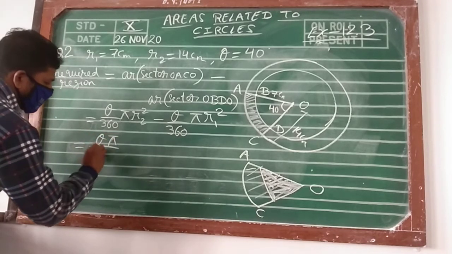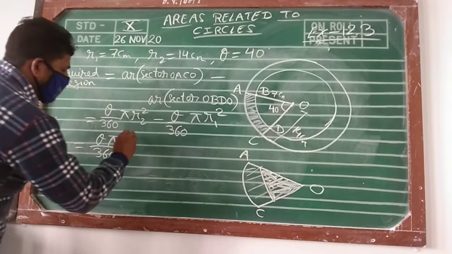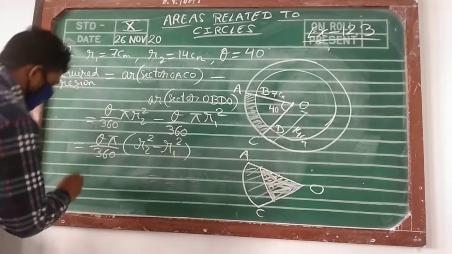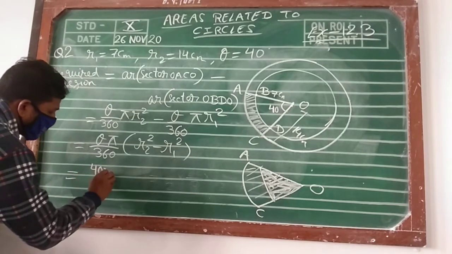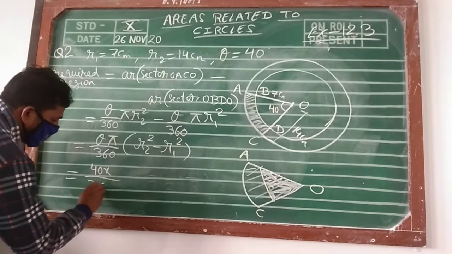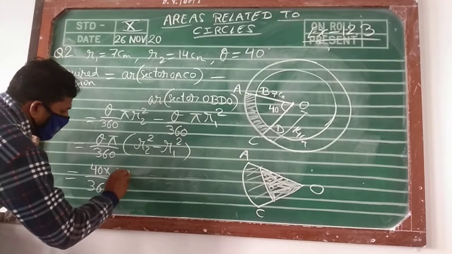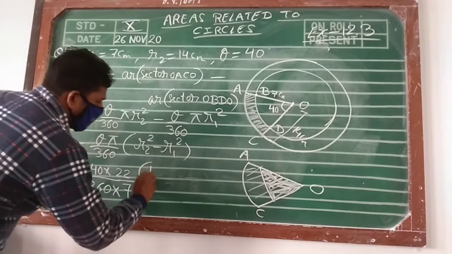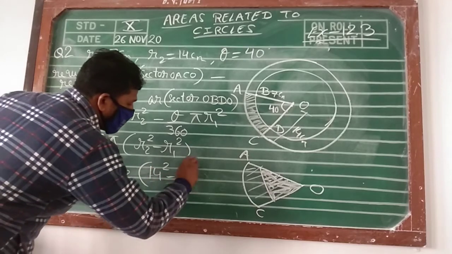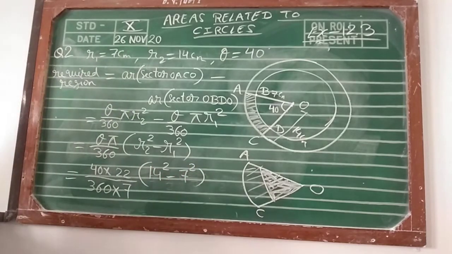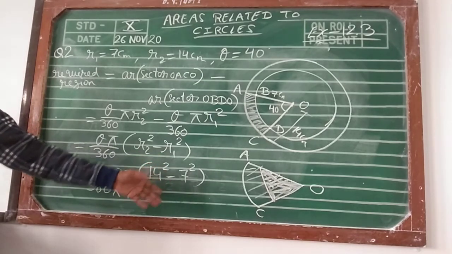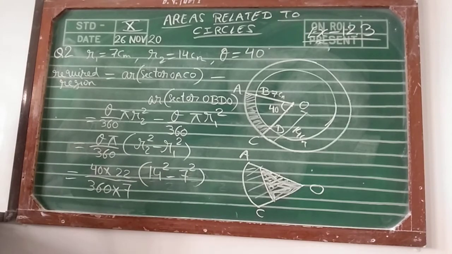First, you have to take common. Theta is common, pi is common, 360 is common. And here you are getting R2 square minus R1 square. Then on putting all these values, the value of pi is 22 upon 7, into 14 square minus 7 square. Then easily on solving this we know how to solve this. A square minus B square we know is A plus B into A minus B.